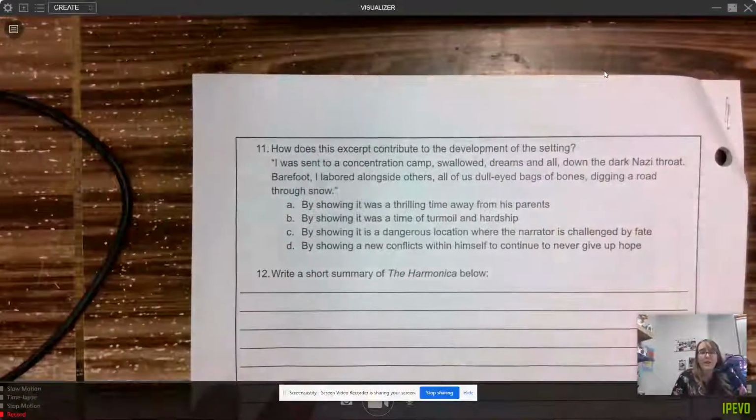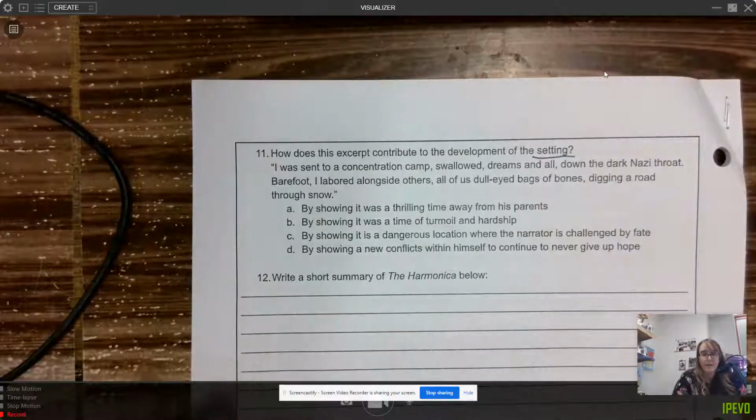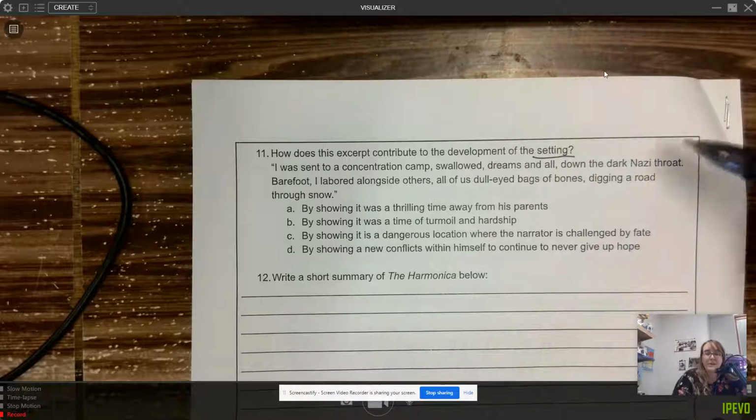Number 11. How does the excerpt contribute to the development of the setting? Setting is the time and the place or the environment. "I was sent to a concentration camp, swallowed, dreams and all, down the dark Nazi throat. Barefoot, I labored alongside others, all of us dull-eyed bags of bones, digging a road through snow." Okay, so how does that contribute to the setting?